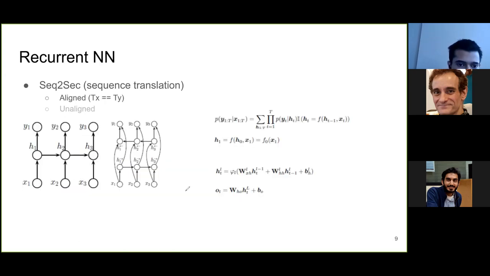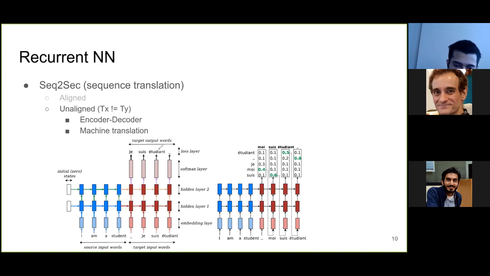Okay, so we have seen the case where the input and output have the same length. Now we are seeing unaligned, which means they can vary. This is the most useful case, where most of the applications are. Here the network can be divided into two portions: one is the encoder and the other is the decoder. We usually use this for machine translation from one language to another. The blue area shows the encoder part and the red is the decoder. Usually the encoder encodes into a context, and that context is then used by the decoder. Here we can see an example where an English sentence has been translated to French.